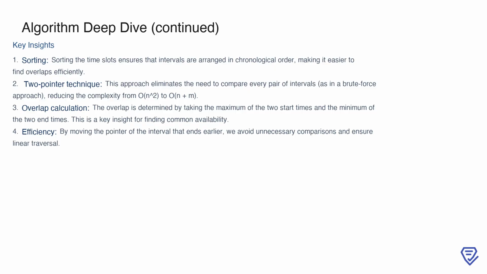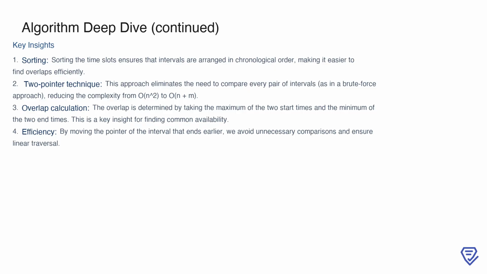The calculation of overlaps is another important insight. By taking the maximum of the two start times and the minimum of the two end times, we can quickly determine whether two intervals overlap and calculate the exact overlap window. Finally, the algorithm's efficiency is enhanced by always advancing the pointer of the interval that ends earlier.